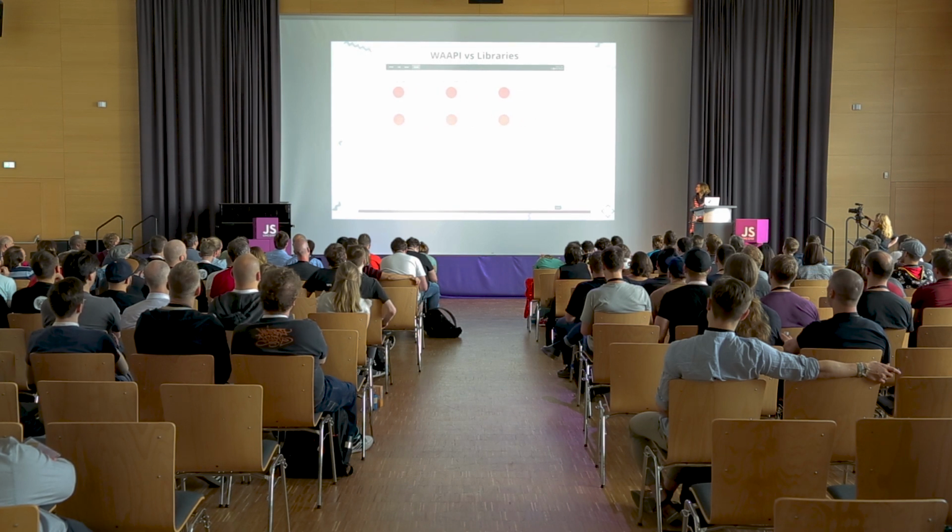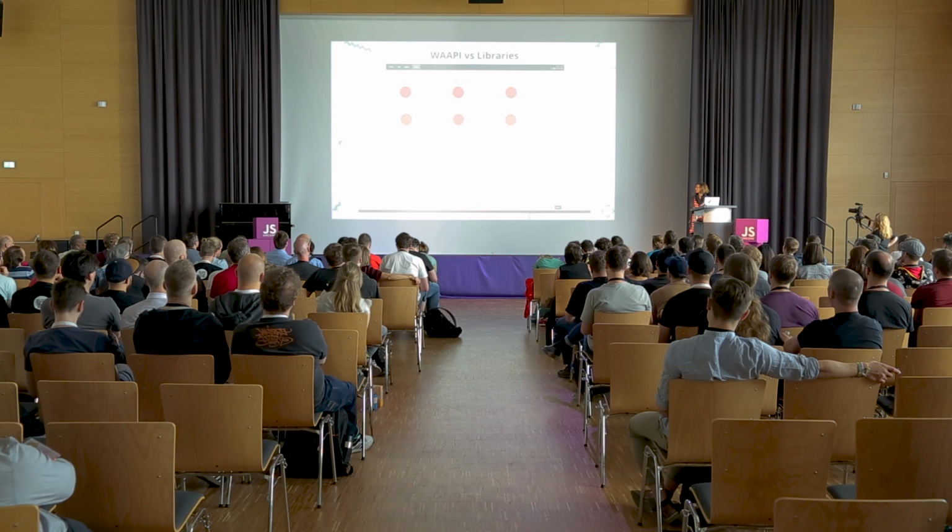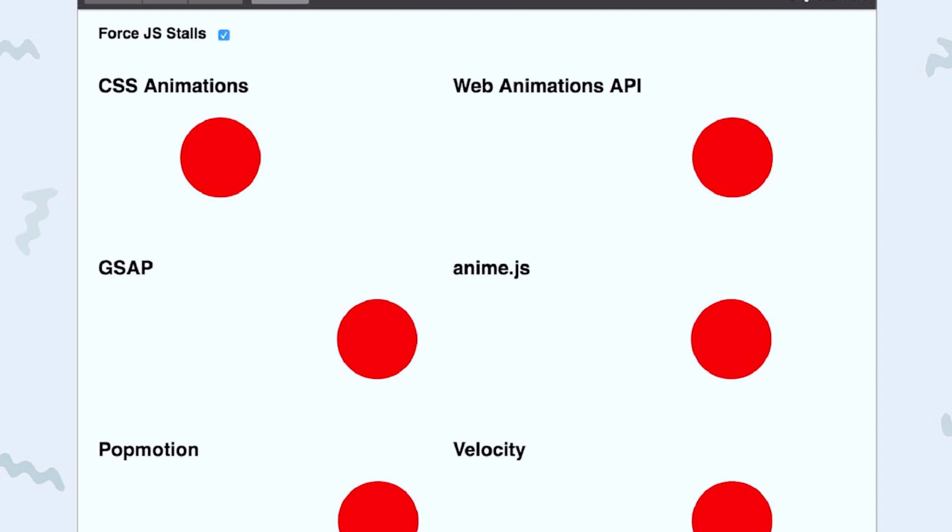This is also interesting. This is different libraries' animations, without JavaScript blocking. And if you add JavaScript blocking, all the JavaScript libraries are going to be slower. And if you have a lot of JavaScript and it's unperformant, then your animations are also not going to run smooth. So with the Web Animations API and CSS animations, you don't have that problem because you're using in-browser optimization.